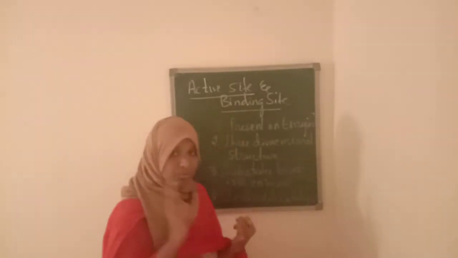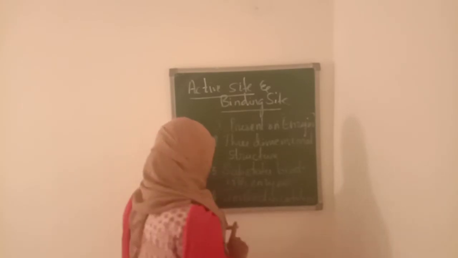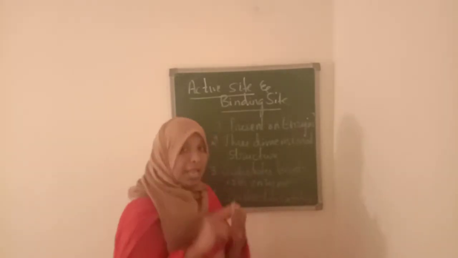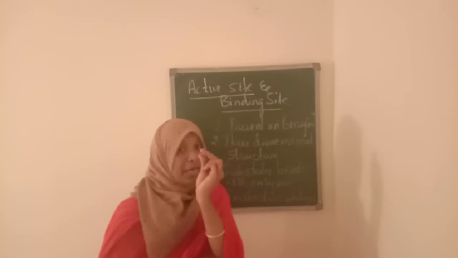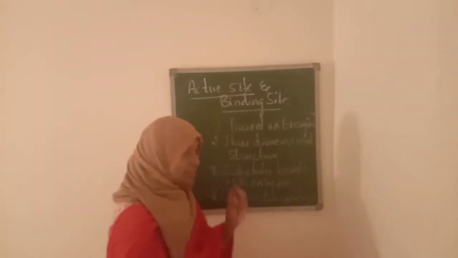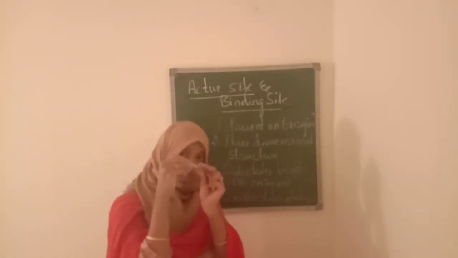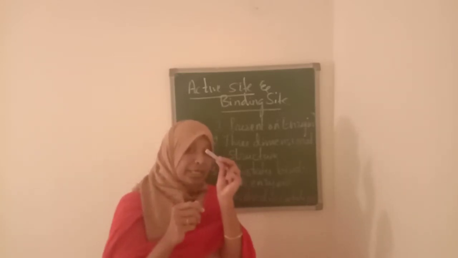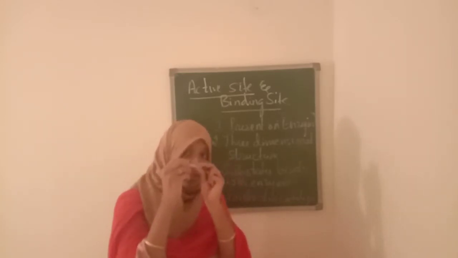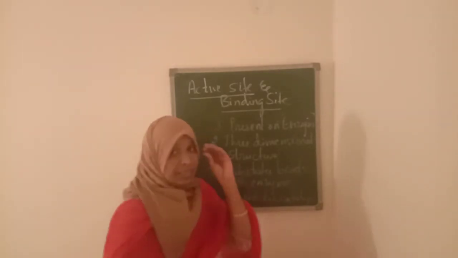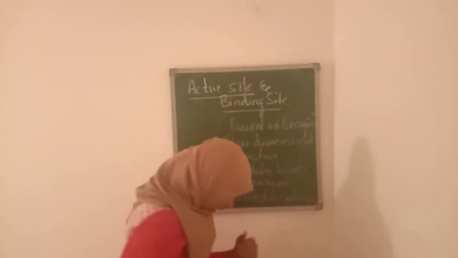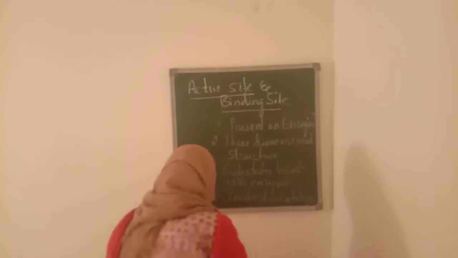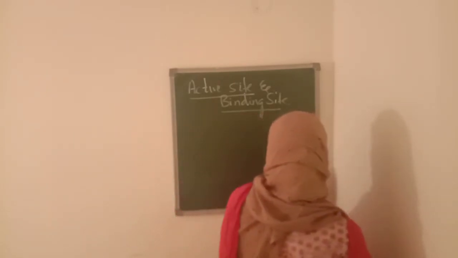So the first point is the active site is present on the enzyme, and the second point is the active site should have a 3-dimensional structure, and the third thing is it should make the substrate bind to the active site. The substrate binds to the enzyme only at the active site, and then the active site should be involved in the catalysis. Okay, these are the major components of the active site.